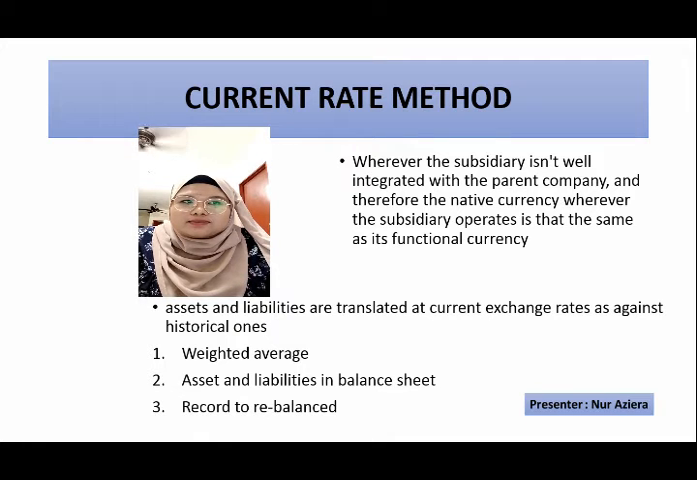The current rate method is used when the subsidiary isn't well integrated with the parent company. Therefore, the native currency wherever the subsidiary operates will be the same as the functional currency. The first method that has been used is weighted average. Second, assets and liabilities in the balance sheet. Third is retained earnings to rebalance.